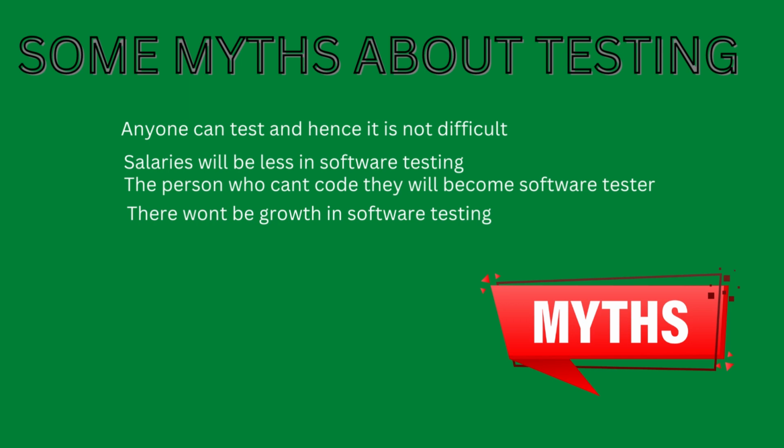Third point, the person who can't code will become a software tester. But that's an old myth in the industry. Record and playback days are gone. It's an automation age, so an automation tester writes code to automate the scripts. Hence testers also write code. Fourth point, there won't be growth in software testing. It's really a myth, because a tester can become a test lead, project lead, automation architect, automation lead, test manager, etc. Ultimately, everyone reaches the manager level.